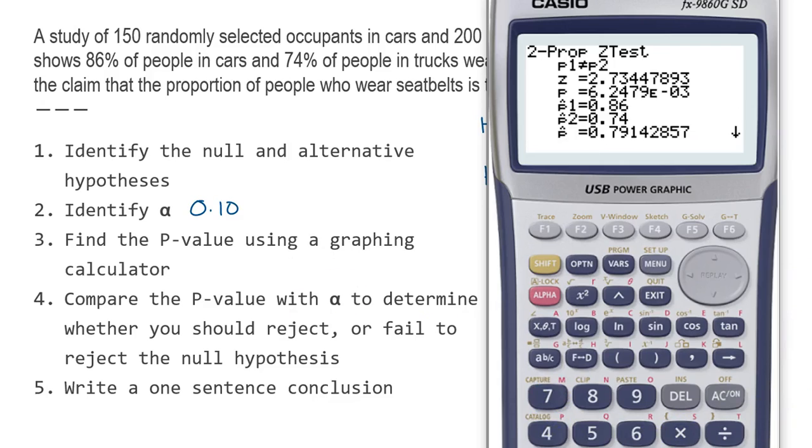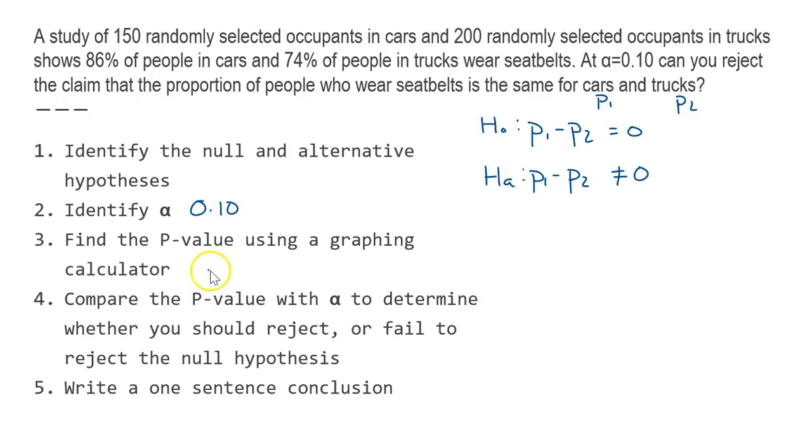Okay, and so like before, we get a p-value that is in scientific notation. So I'm going to put one less, so 2 zeros, so it would be 0.006. So my p-value is 0.006. 0.006 is my p, and then alpha is 0.10. This is less than, so I'm going to reject the null.